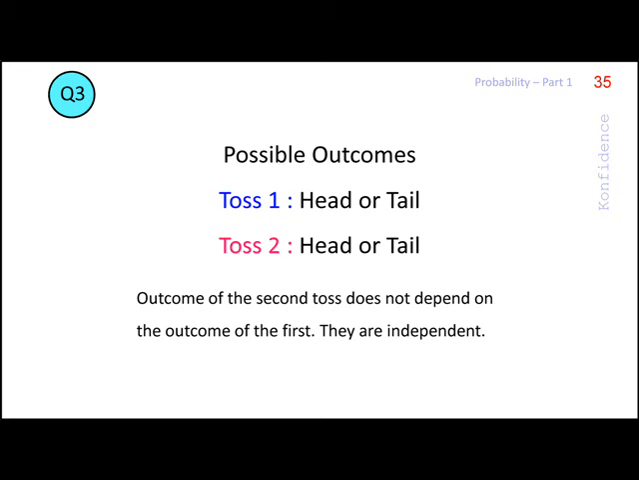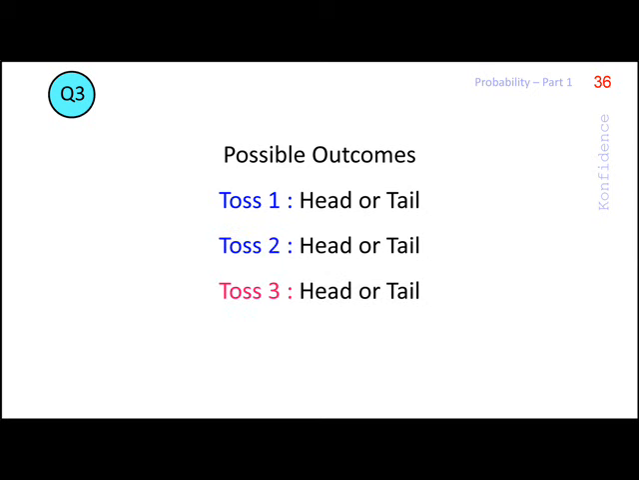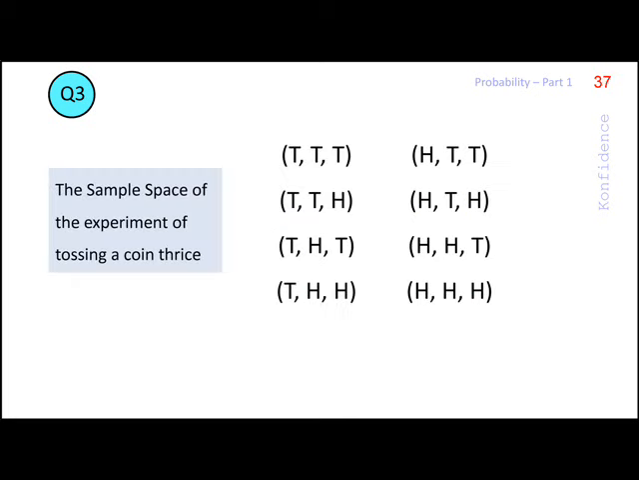Will the outcome of the second toss depend on that of the first? No. The second toss is completely independent of the first toss, and the result of the second toss could also be either a head or a tail. Similarly, the third toss of the coin also can give us either a head or a tail. It does not depend on the result of the earlier tosses. The exhaustive list of all the possible outcomes of the experiment or the sample space is given in the slide. There are 8 possibilities as shown.